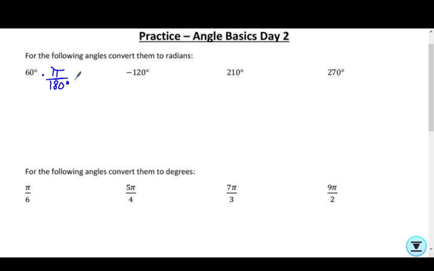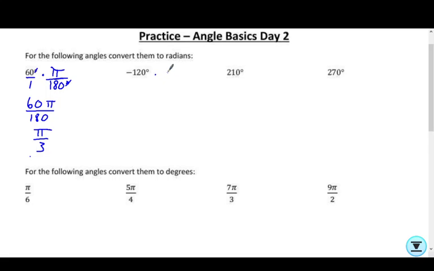Basically, the degrees will divide out with degrees. And then with fractions, you multiply straight across. So you're going to get 60 pi over 180. And when we reduce down, you get pi over 3. That's all there is to it. The hardest part is actually just reducing that fraction.